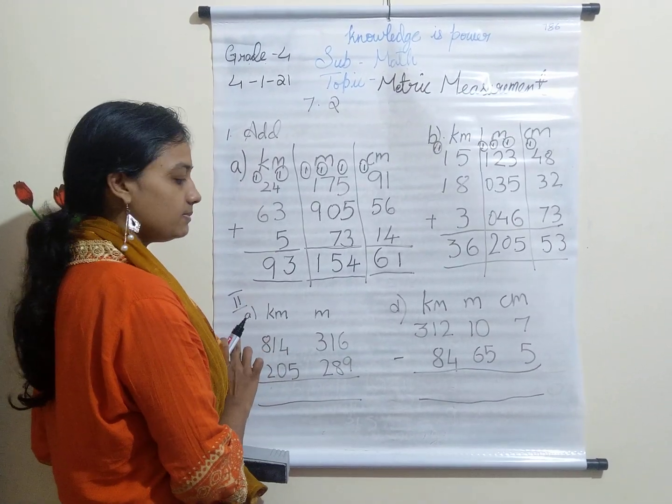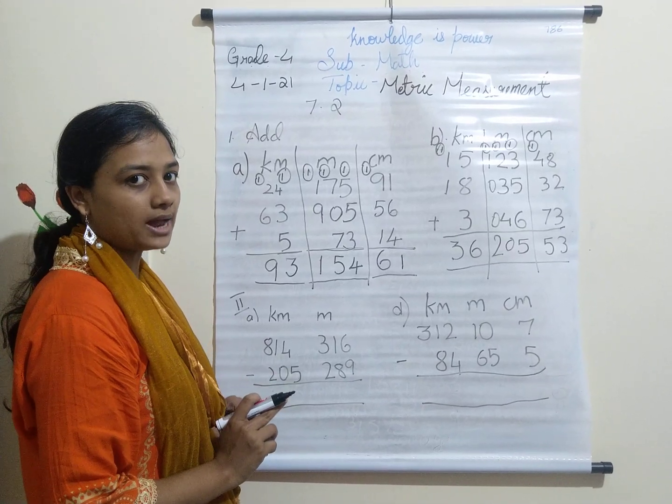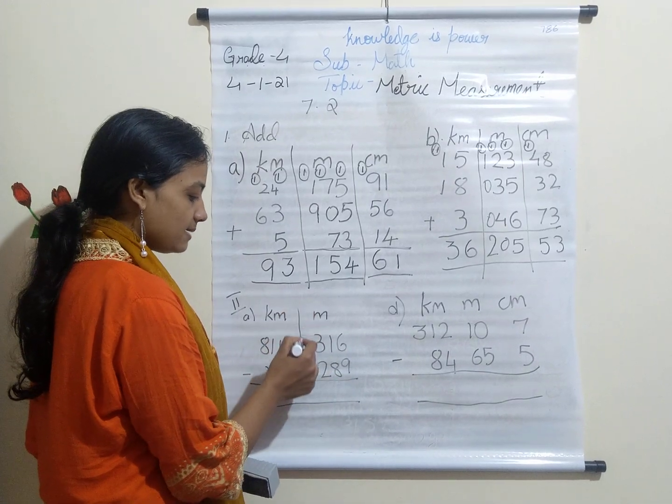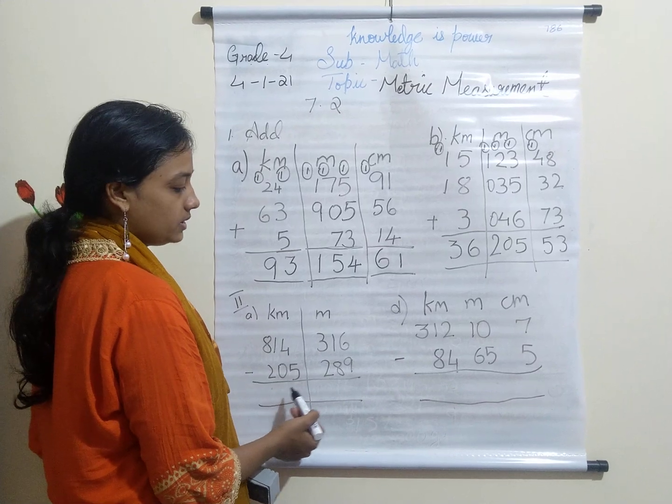We'll go for the second one where you have to find the difference. Difference means you have to subtract. So let's subtract the numbers. First from meter, same thing, divide the columns. First subtract meters, then kilometers.